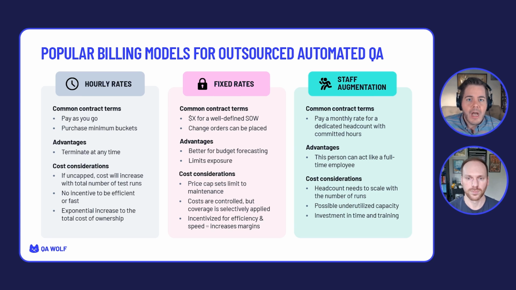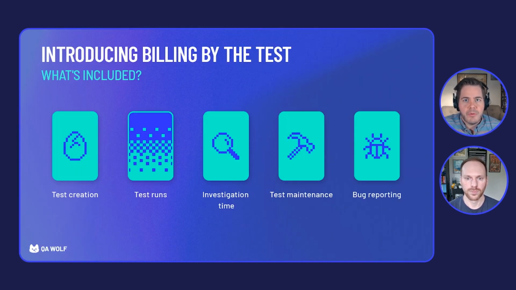So let's take a look at a newer billing model that's really starting to shake things up among a lot of automated QA vendors out there, which is billing by the test. So Scott, earlier you walked us through everything that goes into a test. Just a quick recap: test creation, test runs, investigation, maintenance, and reporting. Paying per test includes all of these into one fixed rate.